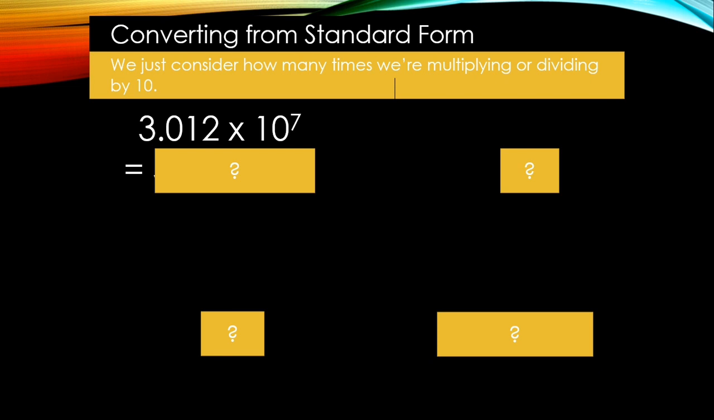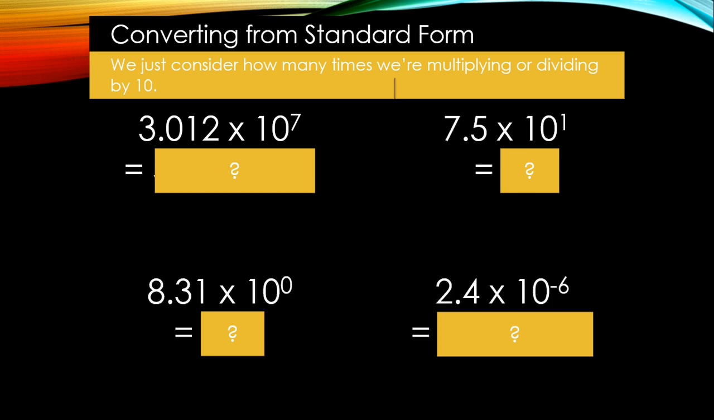Okay. Here we have 3.012 times 10 to the power 7. I'm just going to do one problem so that you can also have time for practice. I'm only going to do one. You do the other ones and cross-check with your calculator. You can also share in the comments so that we can know you're following. 3.012 times 10 to the power 7.